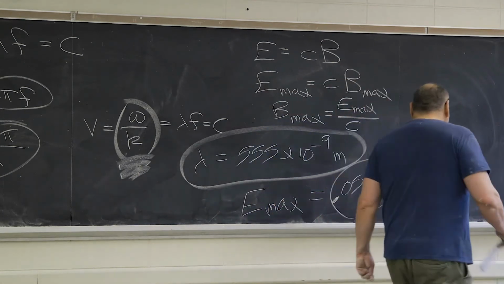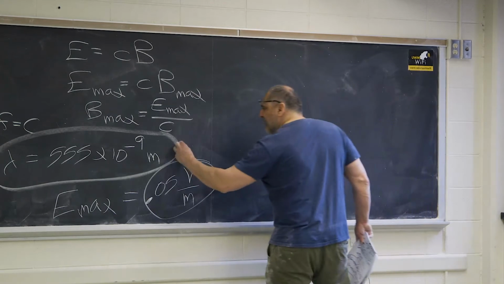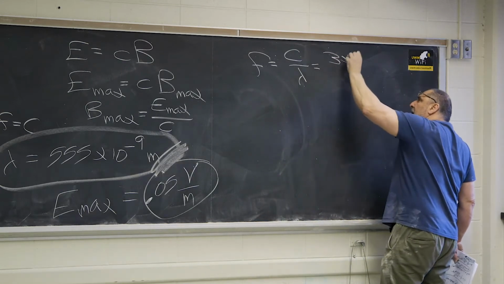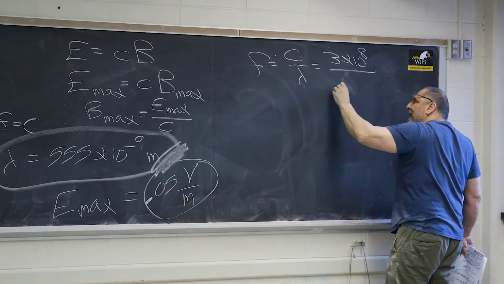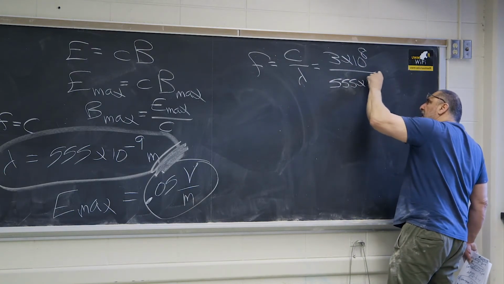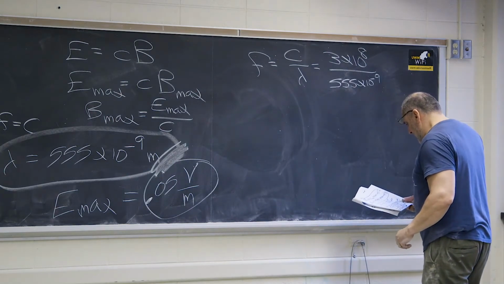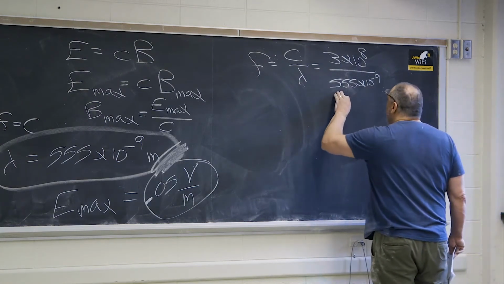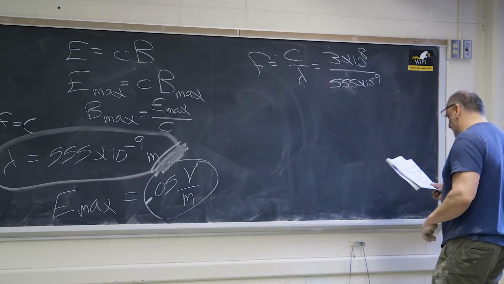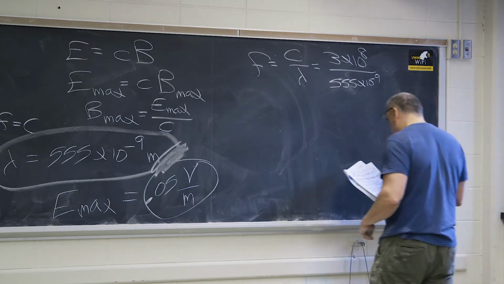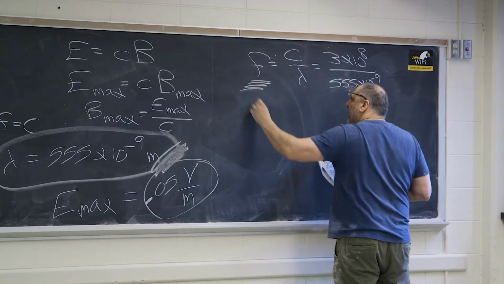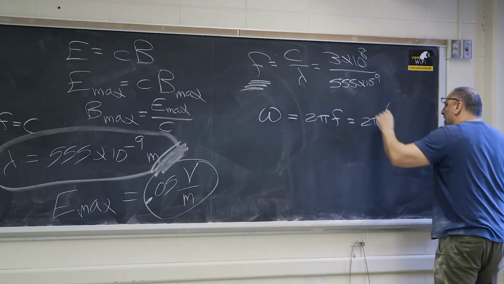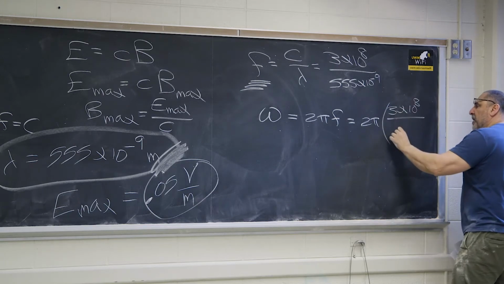Let's find the frequency. They already gave us what lambda is. Frequency is C divided by lambda. It's 3 times 10 to the 8th meters per second divided by 555 times 10 to the negative 9. 555 times 10 to the negative 9 is 5.55 times 10 to the negative 7. You can say it any way you want. Let's just get the numbers done here, guys. When you get that answer for F, find omega. Omega is 2 pi F. Omega is 2 pi times whatever this yields after we do it.